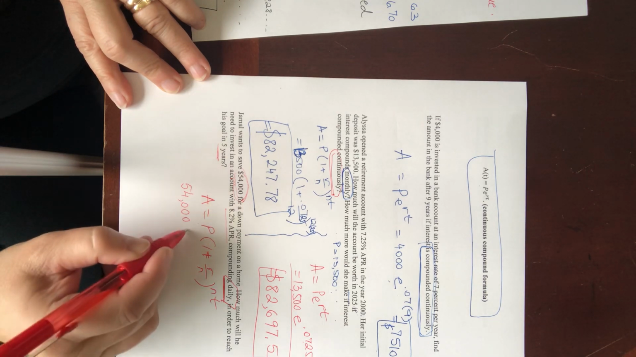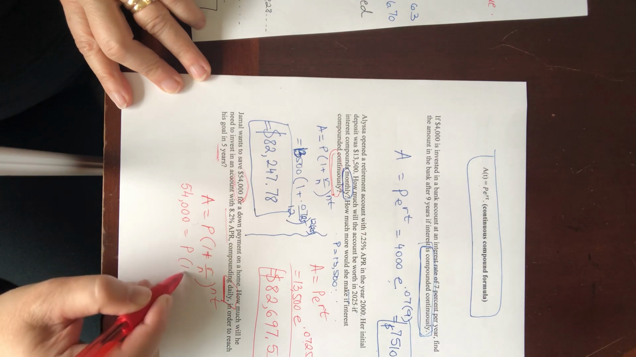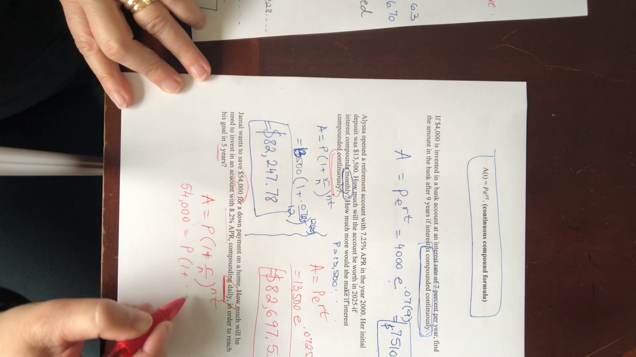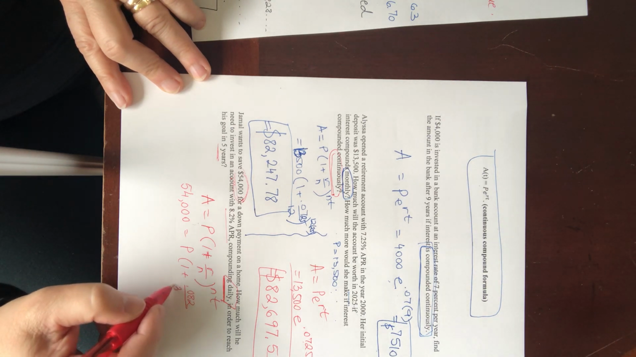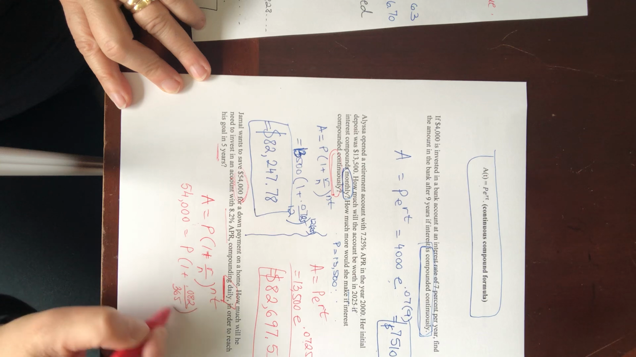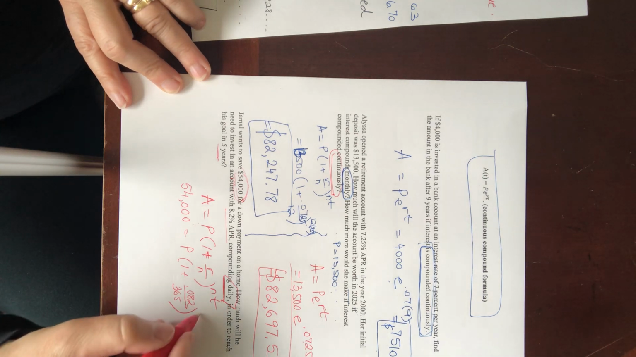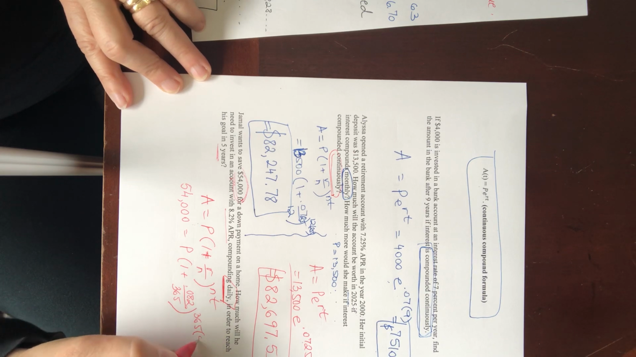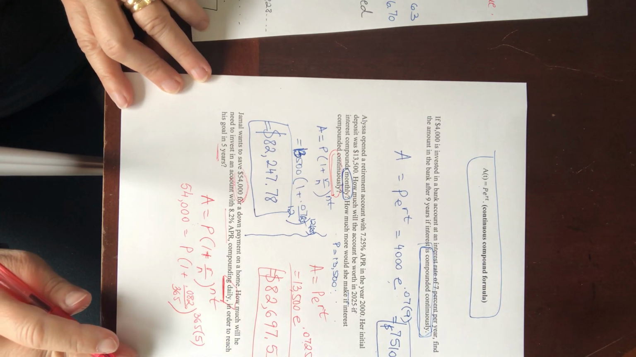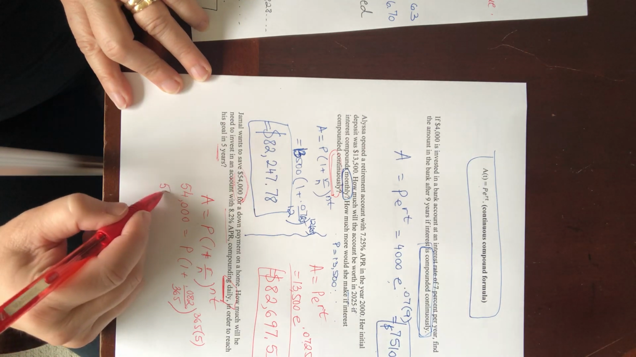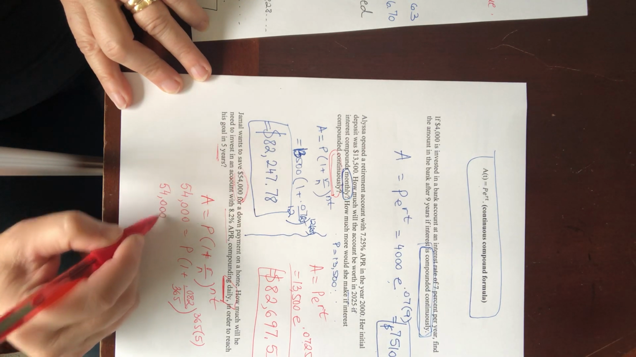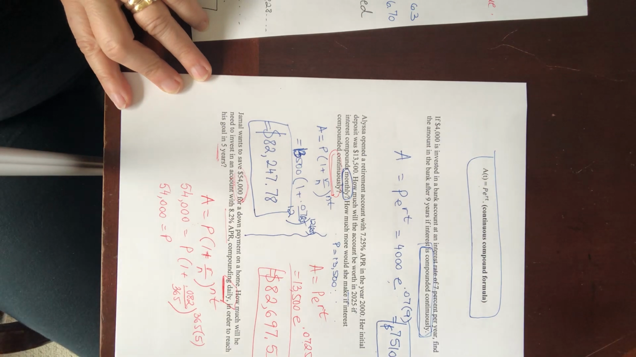So I put $54,000 for A. 1 plus the interest rate is 8.2%, so 0.082. Compounded daily, there's 365 days in a year, so N is 365. To the power of 365 times, he wants that to be reached in 5 years, so the time is 5. Okay, put that in your calculator. By that, I mean this whole amount.